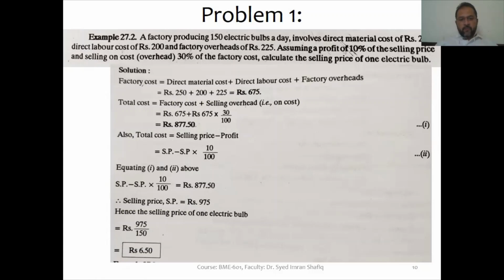And if you want to find the selling price of one bulb, since we are producing 150 bulbs, it will be 975 divided by 150. It comes out to be 6 rupees 50 paise per bulb. So this problem is very simple, and it is based on the direct formulas that we have discussed in the components of cost.